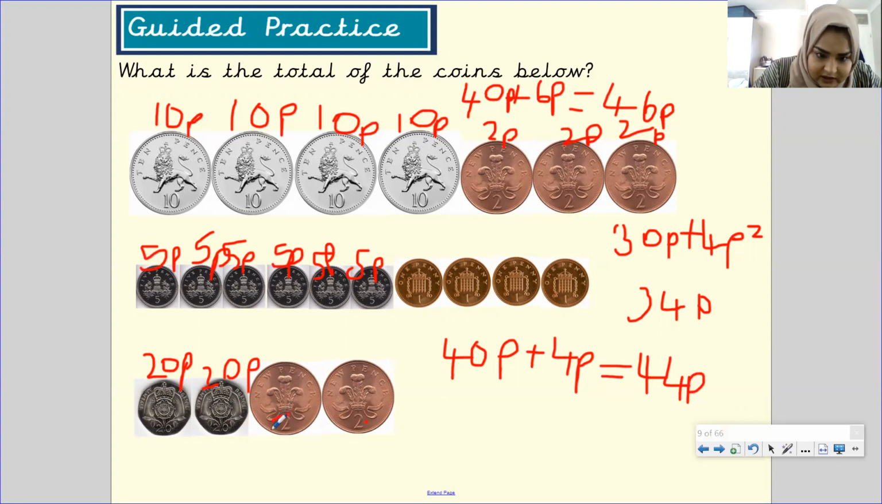I am using the value of each coin to work out what my total is. So that is important. You don't count it as 1, 2, 3, 4. That isn't how you count it, because when we're counting money, we count the value of each coin.